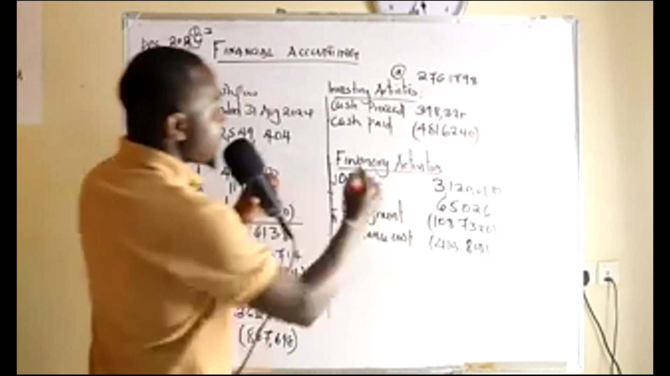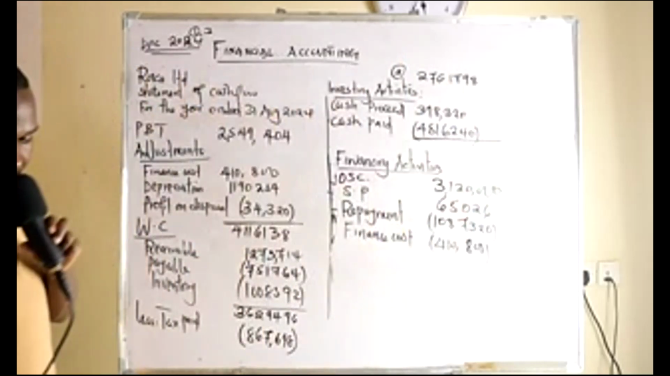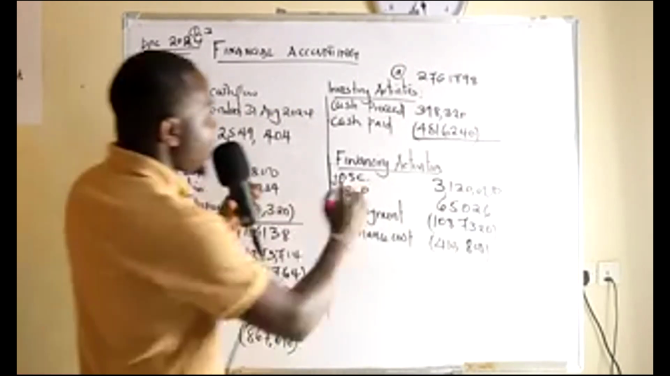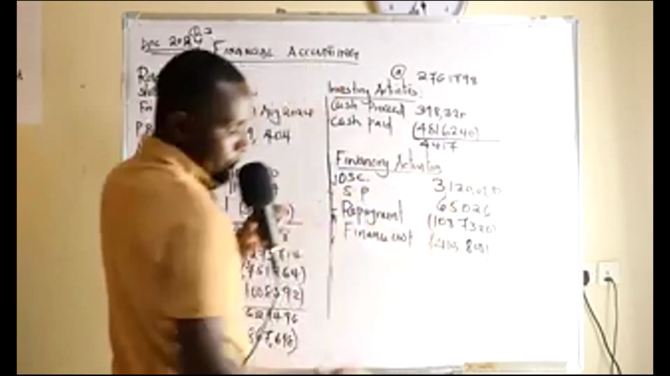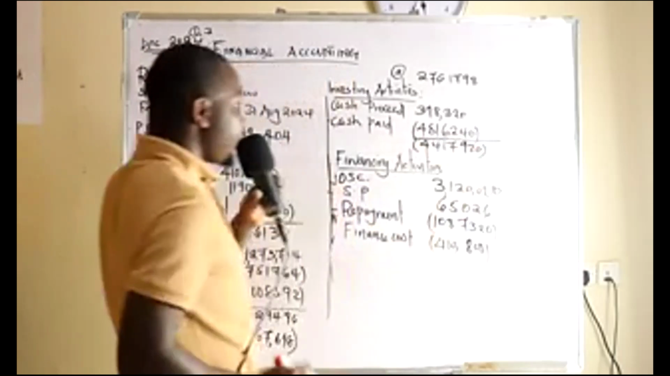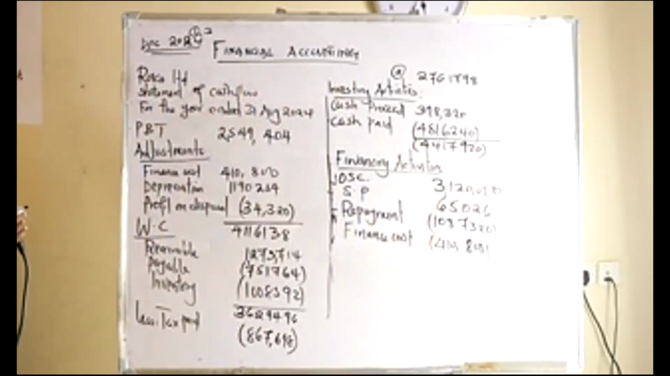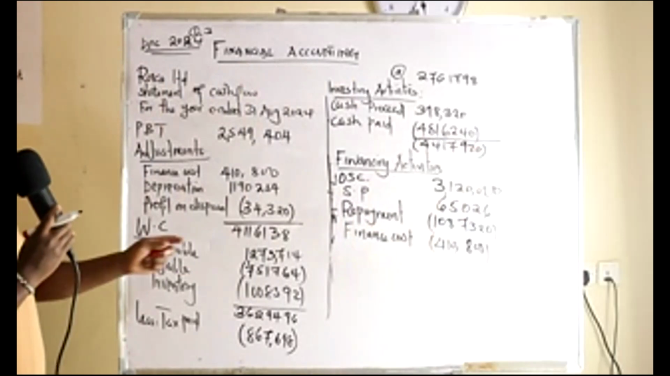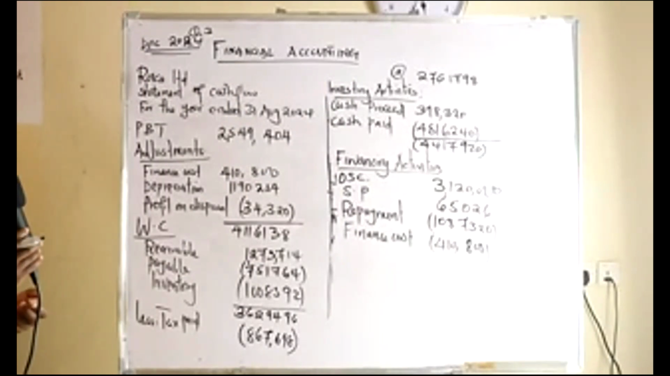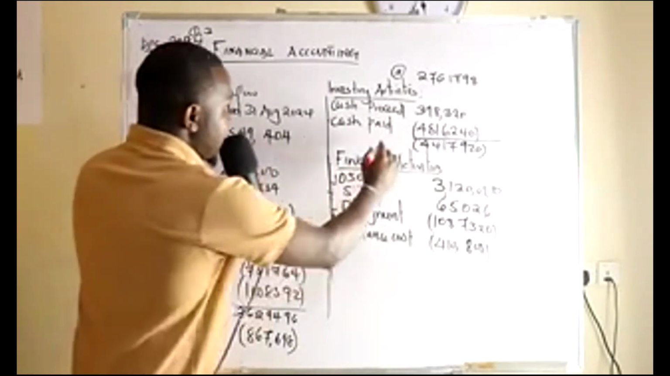Let's get the investing activities, which is 398,320 minus 4,816,240, getting a negative of 4,417,920. This is a negative. So this is the net cash flow from the investing activities. I don't have enough space to write, but this represents B.